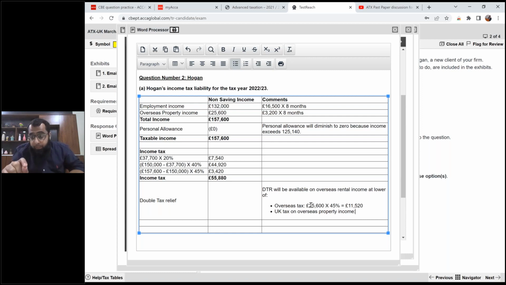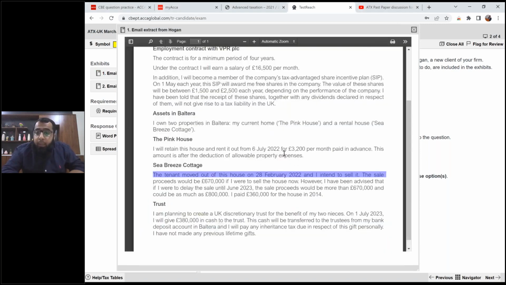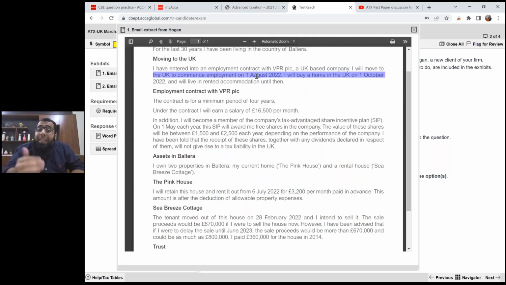Because you rush. Okay, one student has asked, sir, why didn't you take rent from 6 July 2022? Because I became resident from August. I know that the rent is coming from July, but my UK residency status will start from the date I took up the employment. Earlier than that date, I was not a UK resident. Due to the split year basis, I will become UK resident from the date I took up the employment.